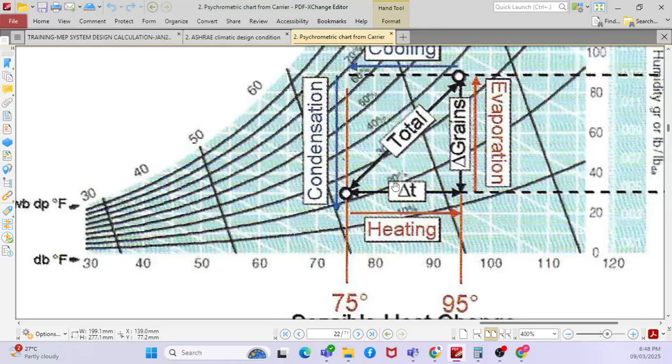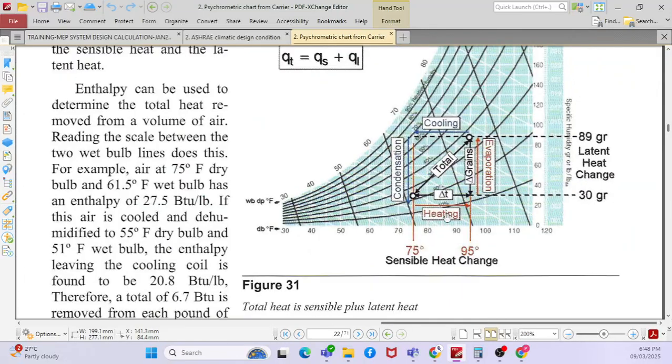When you see this particular picture, there is a heating and there is an evaporation. When you do the heating, there is an evaporation. That is called latent, right? Because latent is a change in state, liquid to vapor.